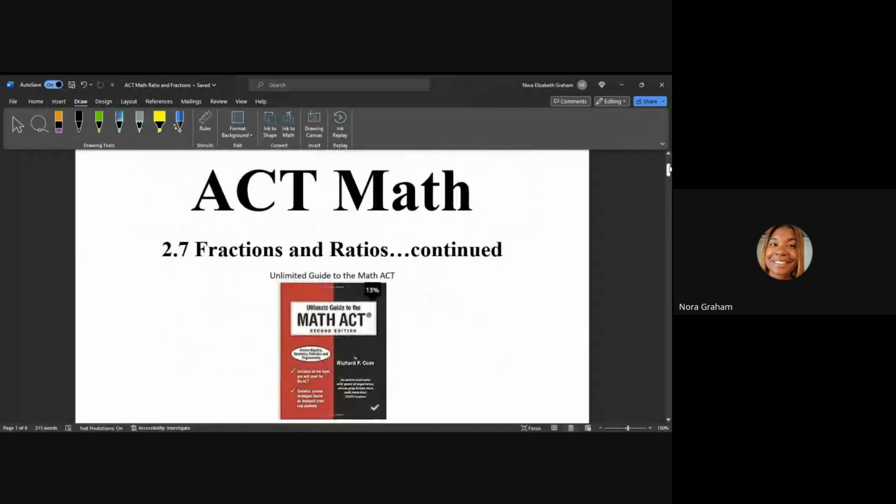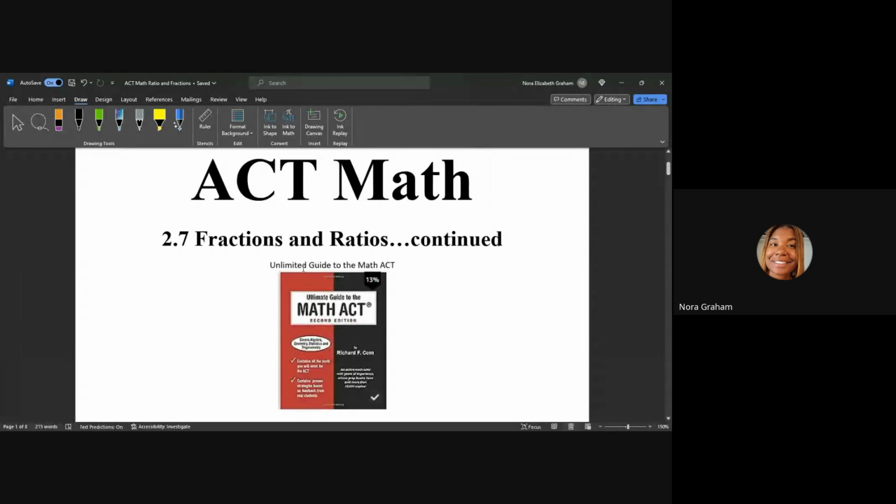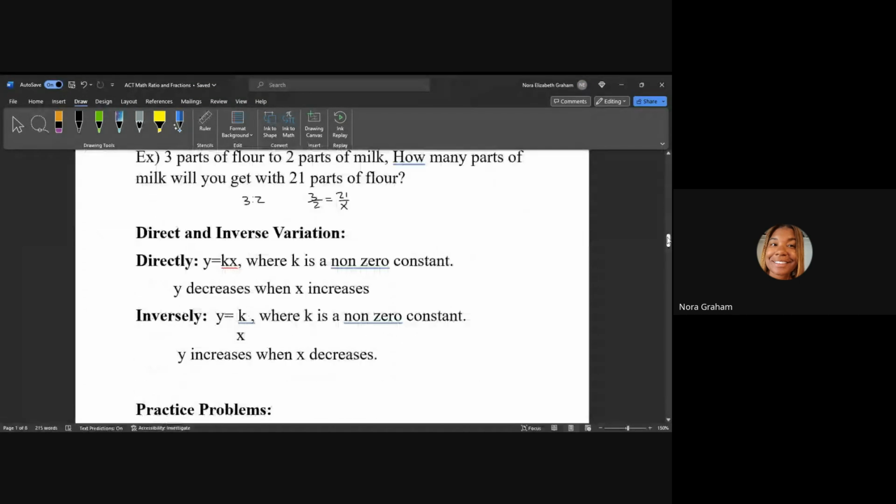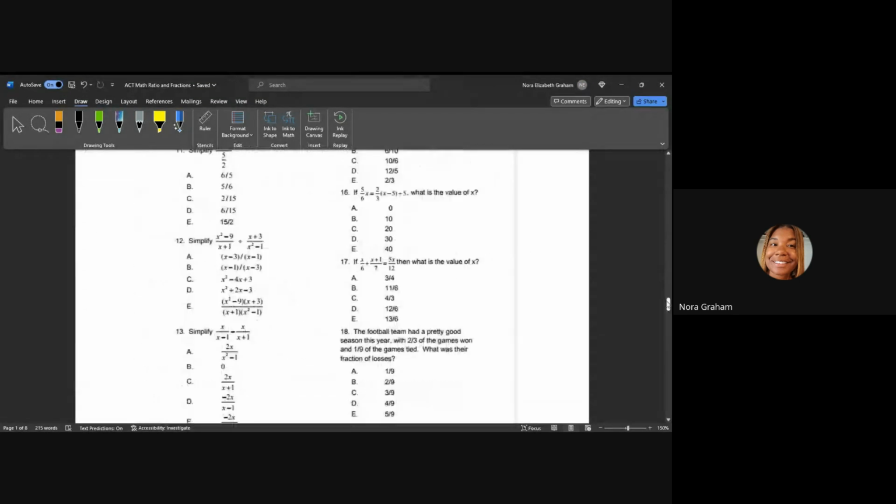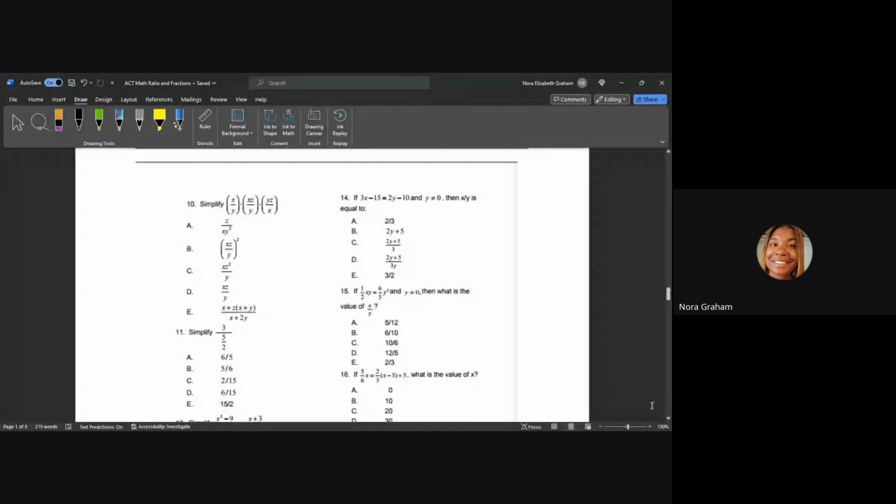And again, the book I'm using is called Unlimited Guide to the Math ACT. You can get this on Kindle, and it's a PDF version that I'm using. It's a pretty good book to help you prepare to take the Math ACT. All right, so again, we're doing 2.7, the second set of questions, which is 10 through 18.